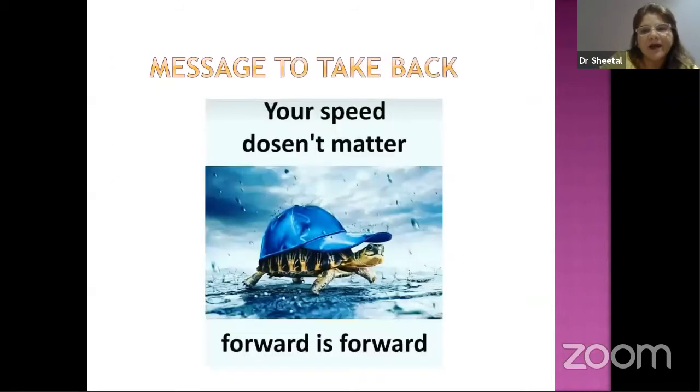There's a message to take back. It is a long process, but not very long. It takes from 4 months to 2.5 years for the nerve sensations to come back. So your speed does not matter. It should be in the comfort zone of the patient, but a forward is always a forward.